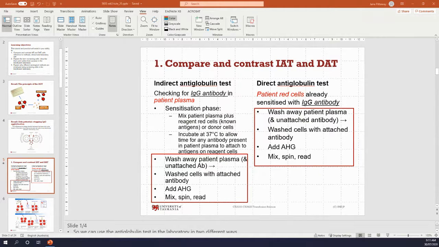So we normally use the indirect method for a couple of things. We can use it when we are checking for IgG antibody in the patient plasma, so we can see if there's an antibody there. And then we also use the IAT when we actually identify the antibody. So they're the main times that we use the indirect antiglobulin test.